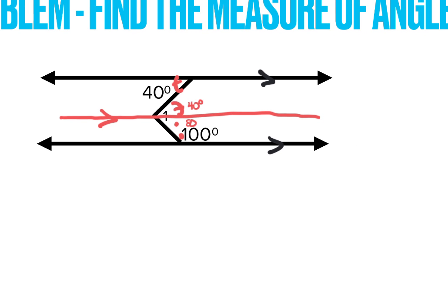And then I know that the measure of angle 1 has to be 40 plus 80, which would give me 120 degrees. So again, the secret to doing this kind of problem is always drawing a line through the bent corner inside those parallel lines, and sometimes there's more than one.